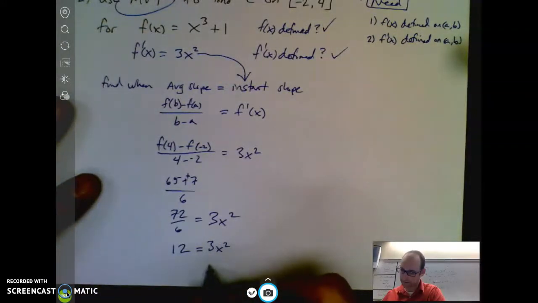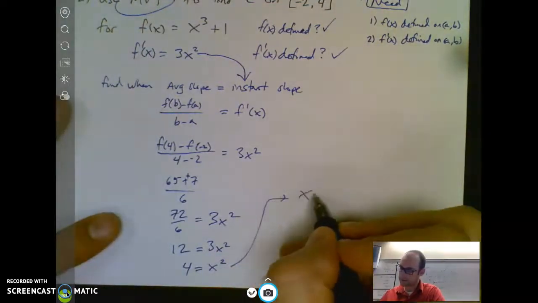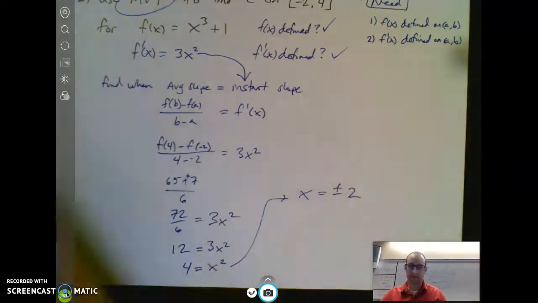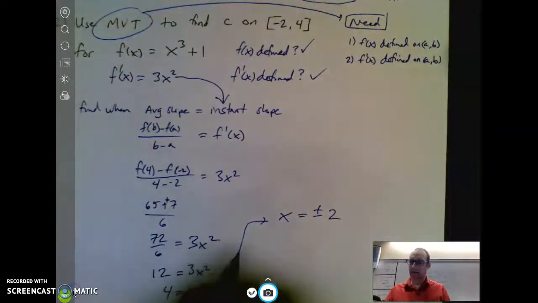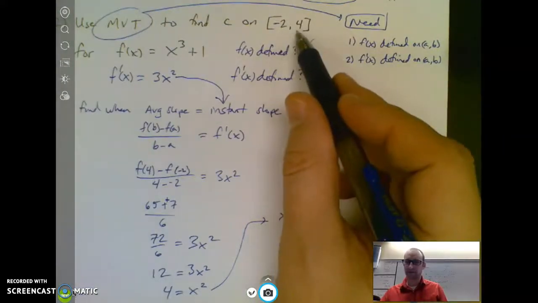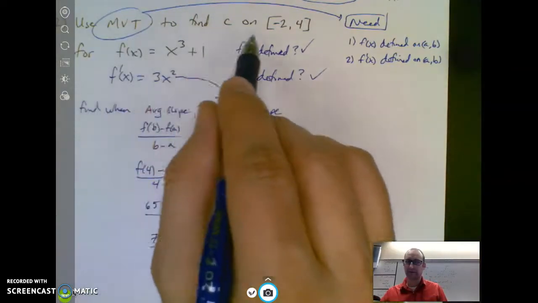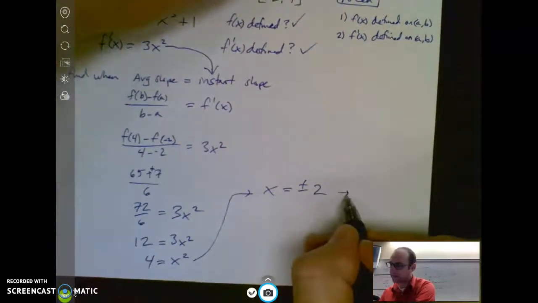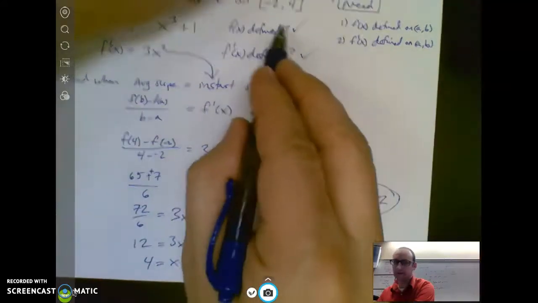Then we solve this equation. So divide by 3, x squared is 4, and x is plus or minus 2. You make sure both of them are on your section. Let's check our interval up here between negative 2 and 4. Negative 2 is actually on an endpoint, and mean value theorem is looking for numbers between negative 2 and 4. So even though the answers are positive and negative 2, we only keep the positive 2 because it's actually between those two numbers.